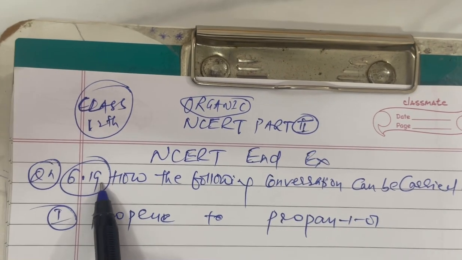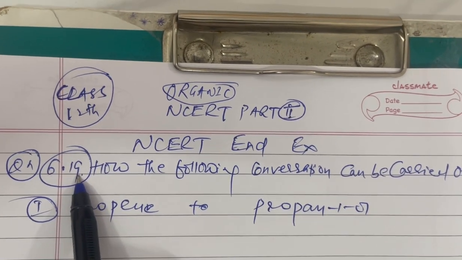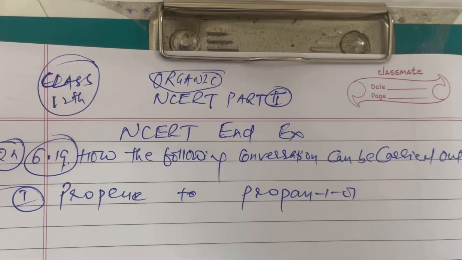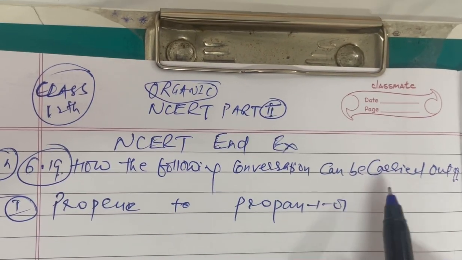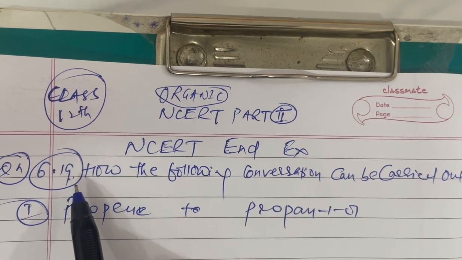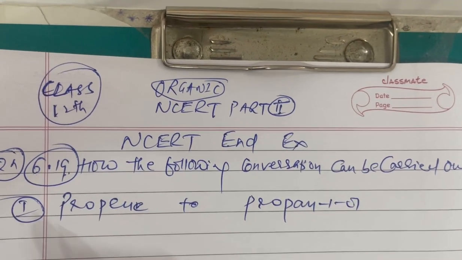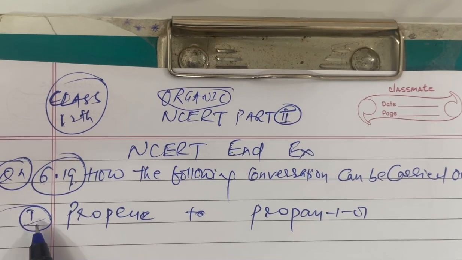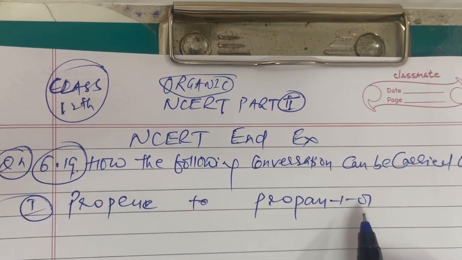Question number 6.19. Here in the 19th question, they are asking how the following conversions can be carried out. So basically it's a conversion question. In that 19th question, we have a total of 19 conversions. If you start with the first one, they are asking how to convert propene to propanol.